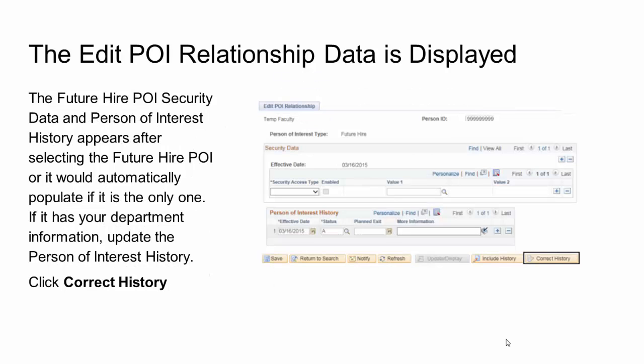The Edit POI Relationship data is displayed. The Future Hire POI security data and the Person of Interest history appears after selecting the Future Hire POI, or it would automatically populate if it is the only one. If it has your department information, please update the Person of Interest history. Click Correct History.